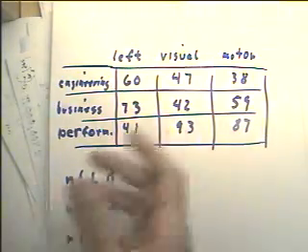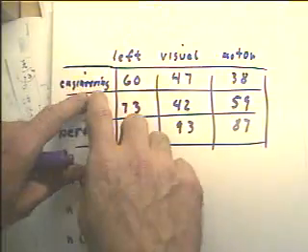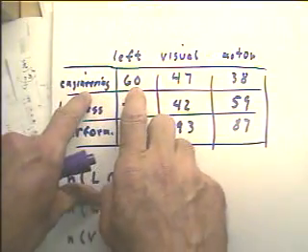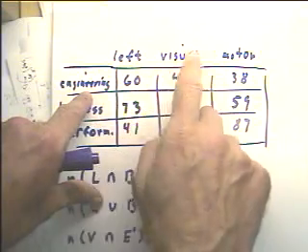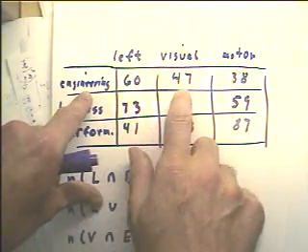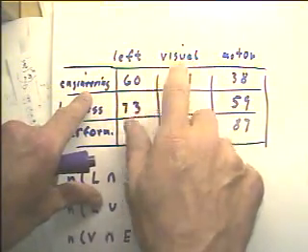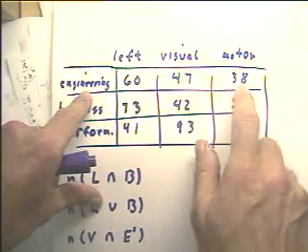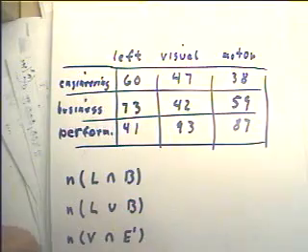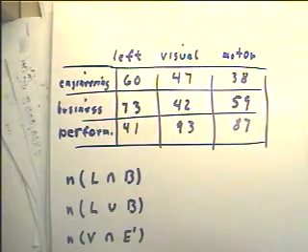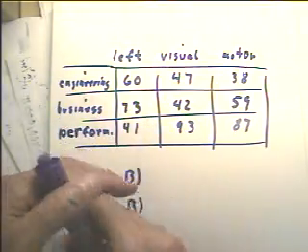relative acuity? Okay, so we find that 60 of the engineering students had higher acuity in the left than in the visual or the motor. 47 were higher in the visual than they were in the left or the motor, and 38 were higher in the motor than they were in the left or the visual. Okay, and this doesn't represent a real survey. These numbers are made up. There's no real validity to them.